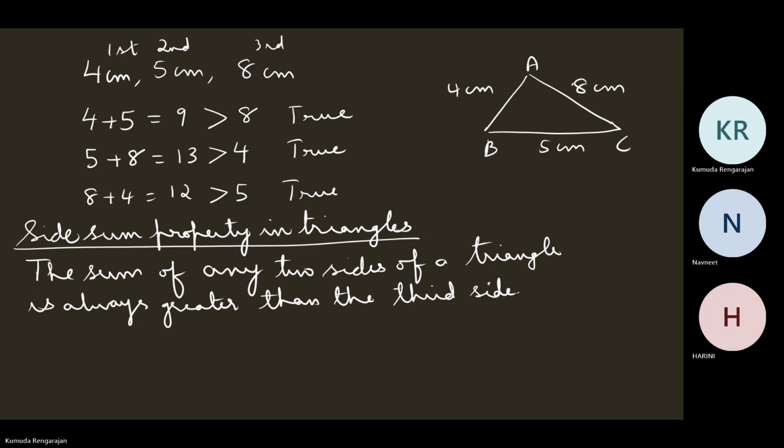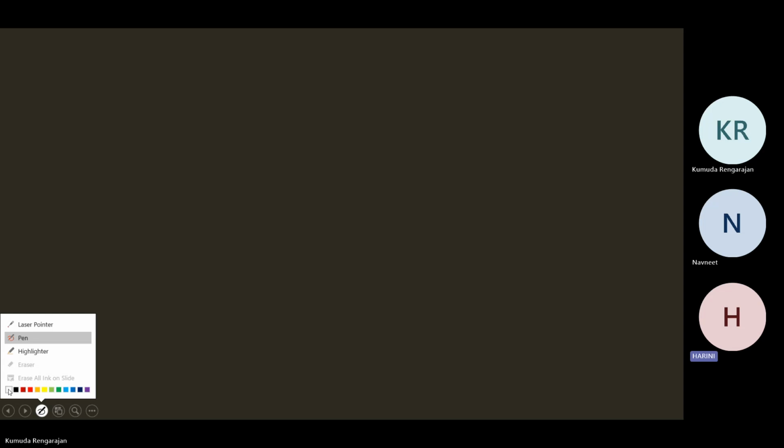Got this? Harini and Navneet? Yes, ma'am. Okay. Now, let's check if these three line segments can form a triangle.